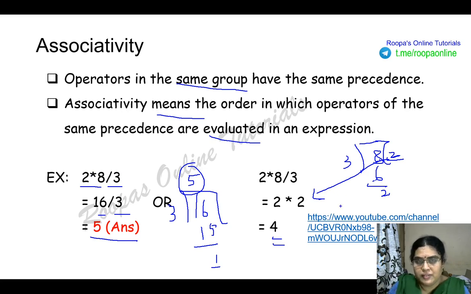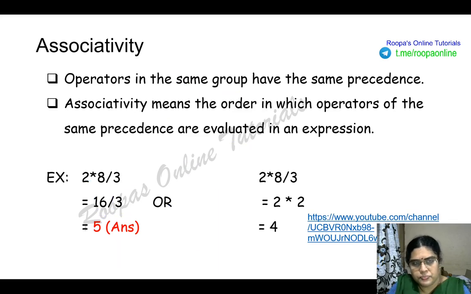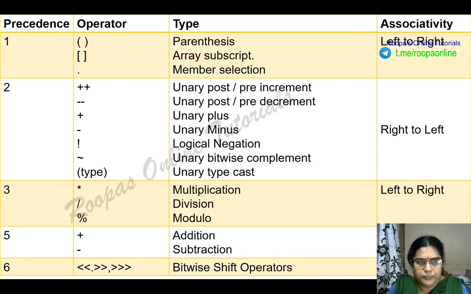But when this happens, you evaluate from left to right. Which is on the left? You have the multiplication symbol and then the division symbol, so the multiplication will be evaluated first. So this is the correct answer. This you need to remember. This is the associativity: left to right for multiplication, division, and modulo.